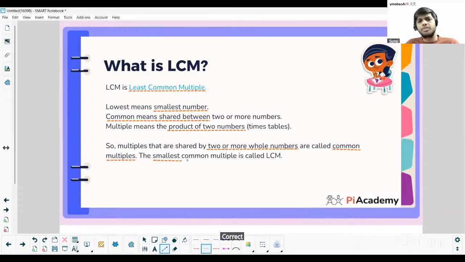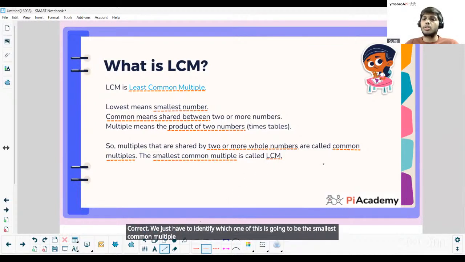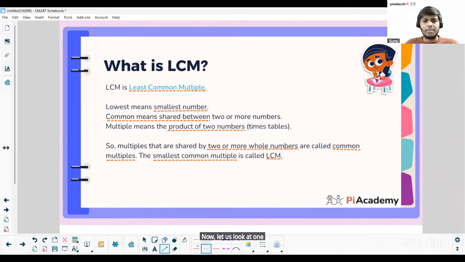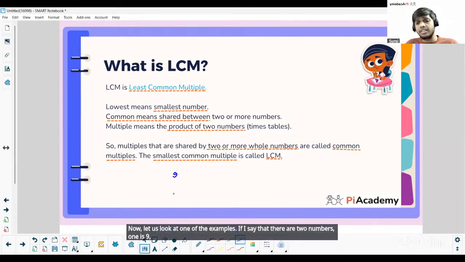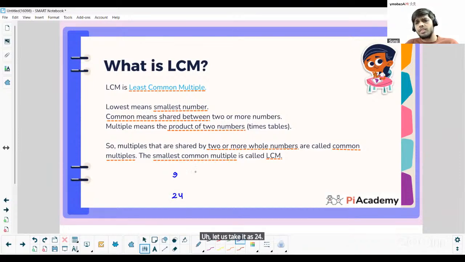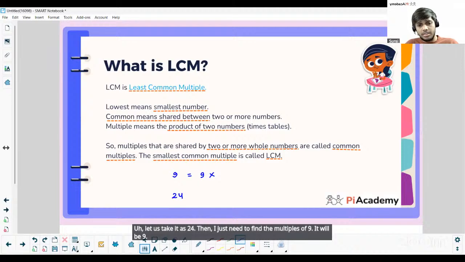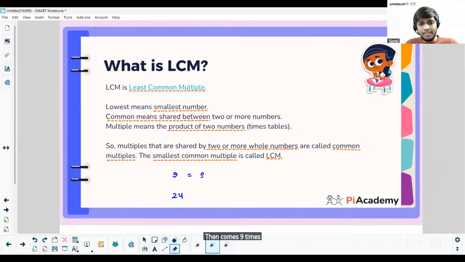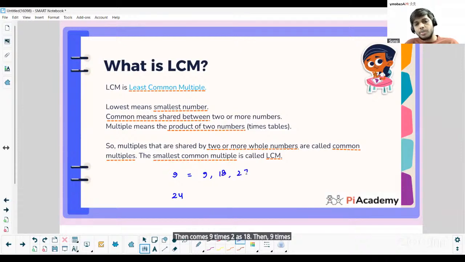Correct. We just have to identify which one of these is going to be the smallest common multiple between the two numbers. Now let us look at one of the examples. If I say that there are two numbers, one is 9, the other one is, let us take it as 24. Then I just need to find the multiples of 9. It will be 9, then comes 9 times 2 as 18, then 9 times 3, which is 27, 9 times 4, which is 36.